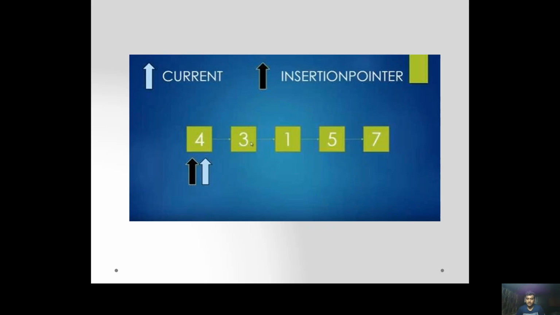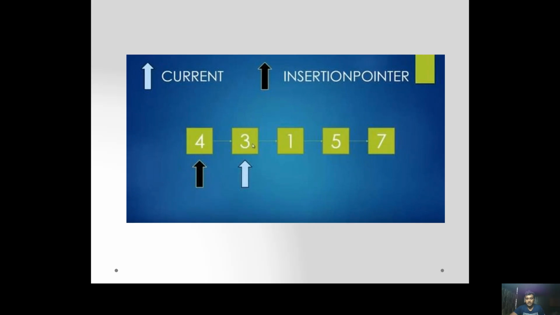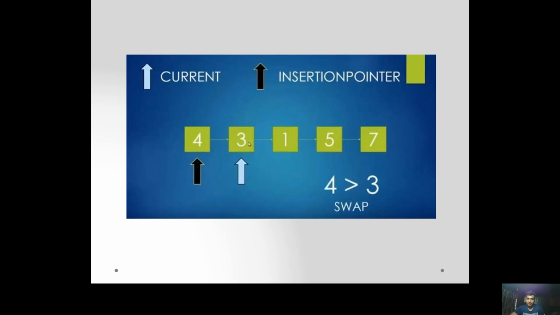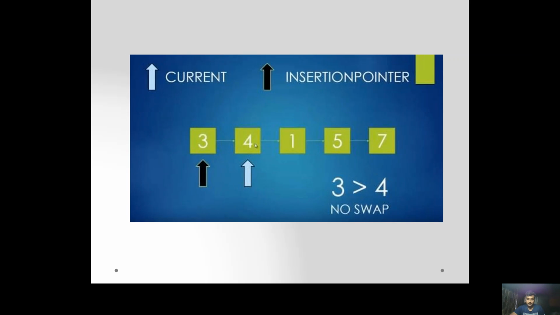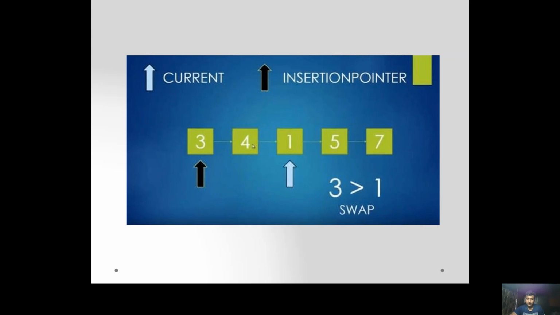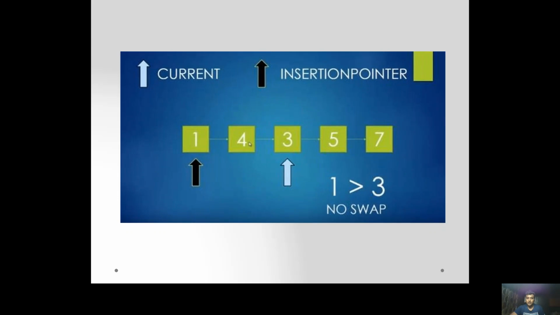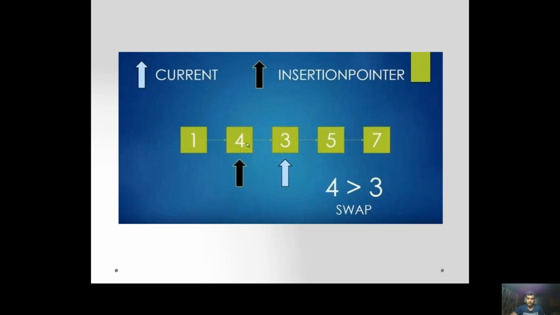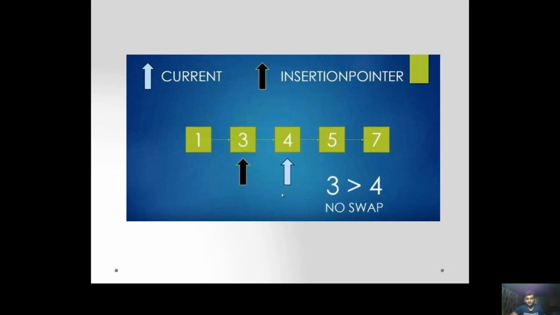So we take two pointers, current and the insertion pointer. We let the current be on the first element and the insertion pointer after it. So we compare 3 with 4. Since 3 is smaller than 4, we swap them. 3 is greater than 1, so we swap 1 and 3. Now we go to 4, since 1 is the smallest element. When 4 is greater than 3, we swap 3 and 4.